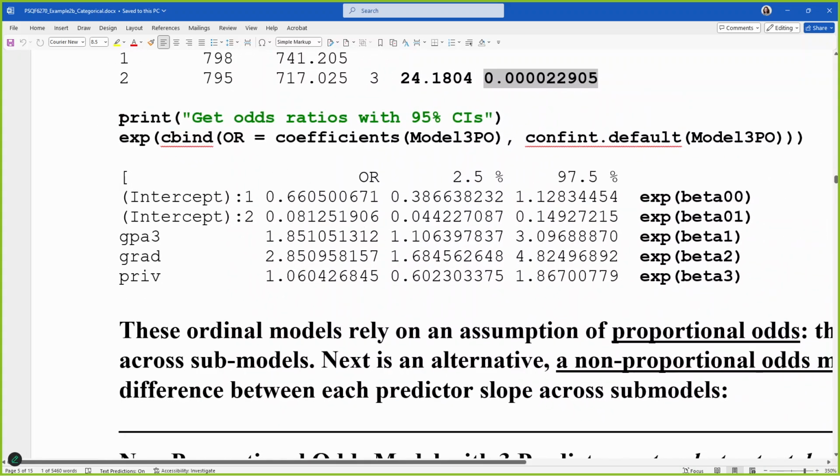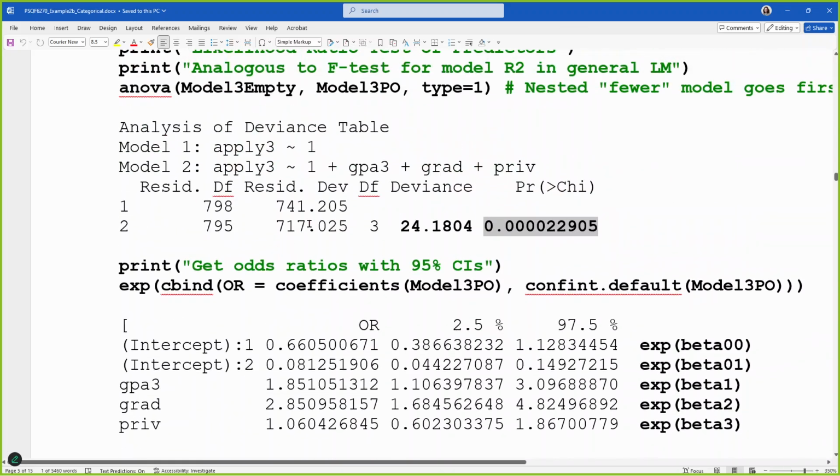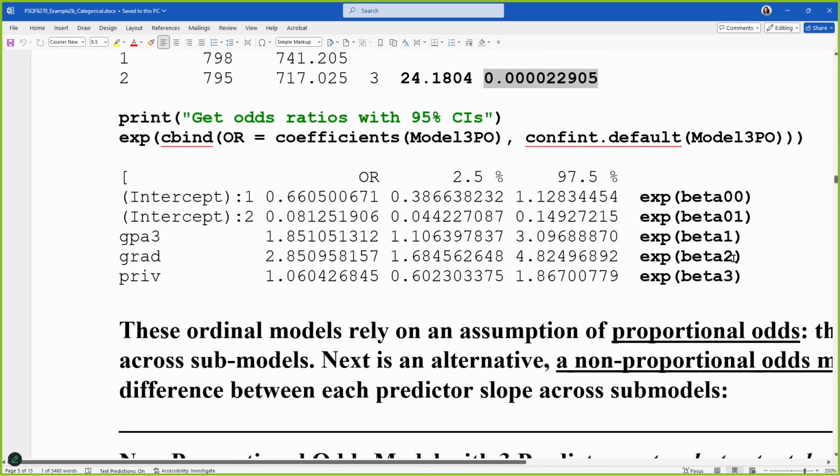And then I did odds ratios with 95% confidence intervals just to show you what that might look like. So you can get confidence intervals for your odds ratios as well. And if these overlap 1, then they would be not significant, right? These first two are actually odds. The rest of these are odds ratios because these are intercepts.